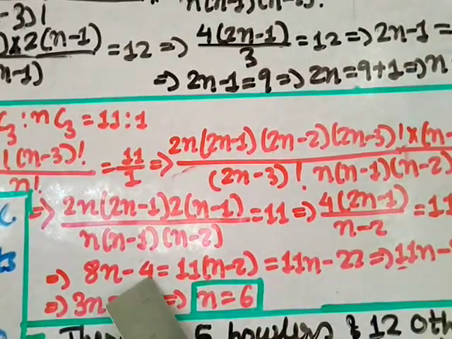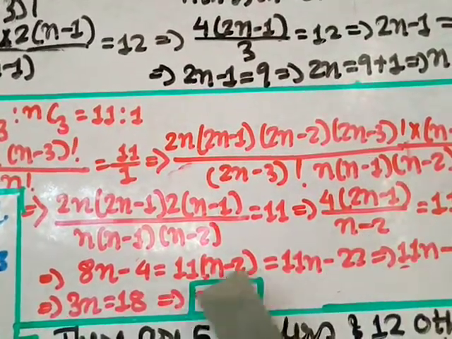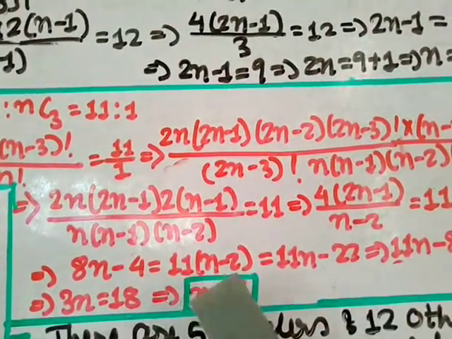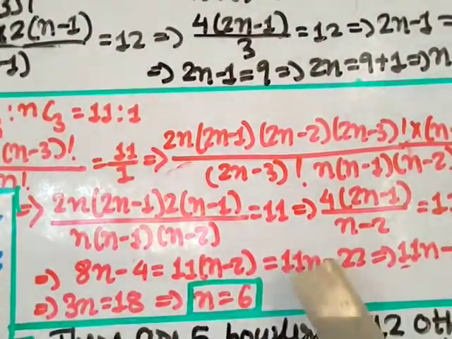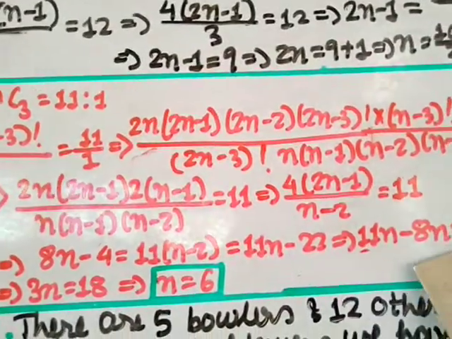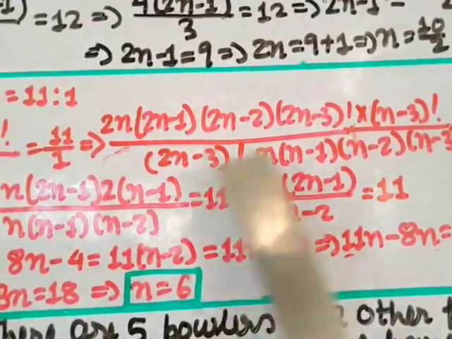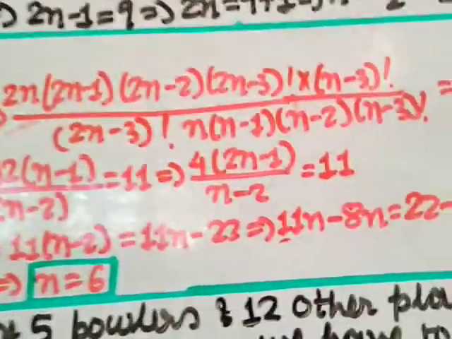8n, minus 4 equal to 11 into n minus 2. This you multiply inside, you get 11n minus 22. Now I'm going to transfer this 8n over here. So 11n minus 8n equal to this 22, minus 22 transfer over here. So it is 22 minus 4.